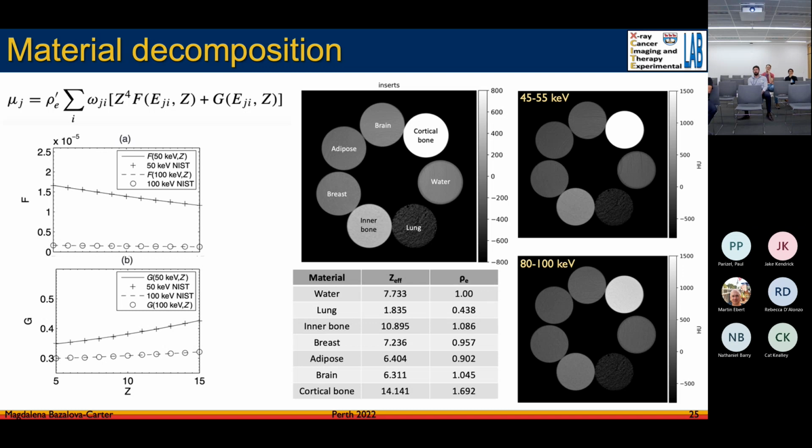Again, we were trying to optimize this method. Now we are using just two energies and trying to figure out what's the best energy combination that gives us the best agreement between the true electron densities and atomic numbers, and the reconstructed electron densities and atomic numbers. You see that these two different images have different contrast because we are looking at different parts of the attenuation spectrum.